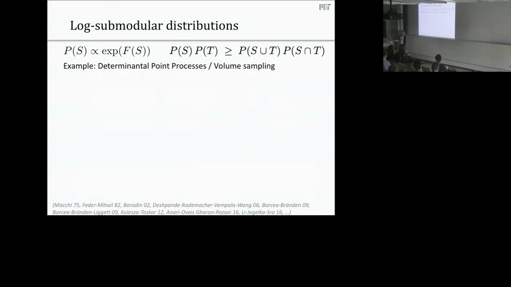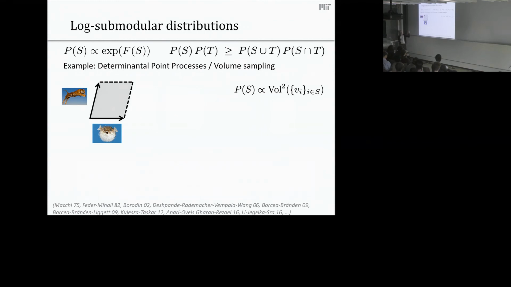So what's an example of this? An example is what's called volume sampling. If you want to subsample diverse sets, for example, you can describe each item with a vector, and the probability of picking two items together is proportional to the volume spanned by these vectors, the parallelepiped. So the closer these vectors are, the smaller the probability that you sample them together. And this generalizes to higher dimensions.